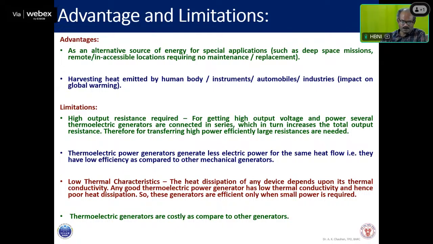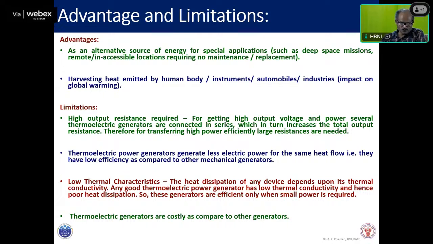So some of the limitations of the thermoelectric generators: high output resistance is required. For getting high output voltage and power, several thermoelectric generators are connected in series, which in turn increases the total output resistance. Therefore, for transferring high power efficiency, large resistances are needed. Thermoelectric power generators generate less electric power for the same heat flow. That is, they have low efficiency as compared to other mechanical generators. This is one of the limitations.